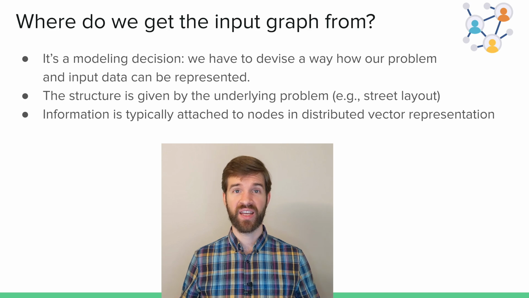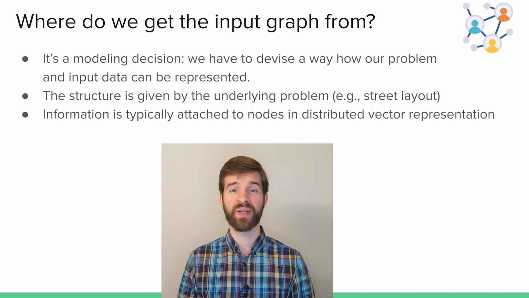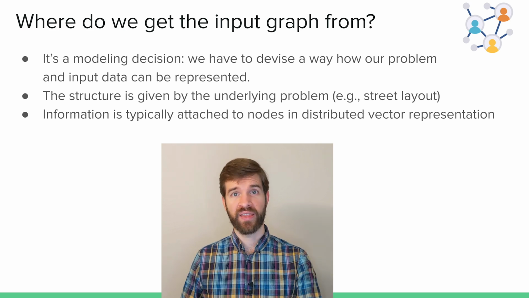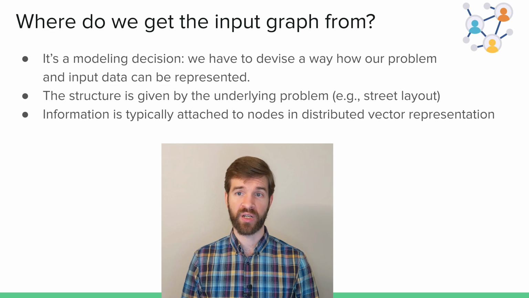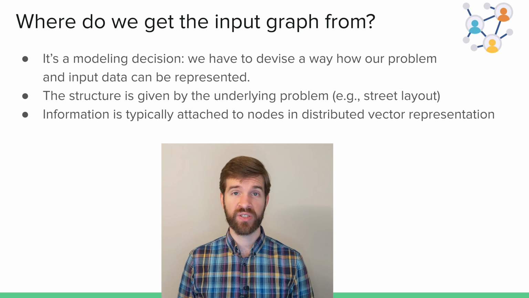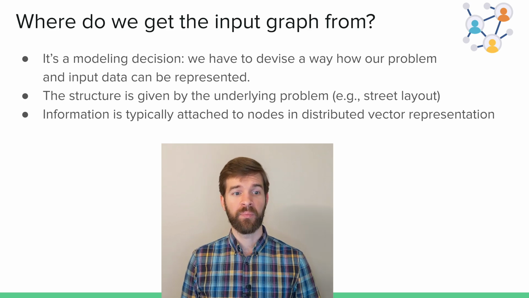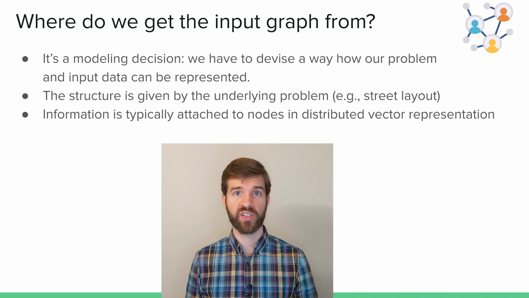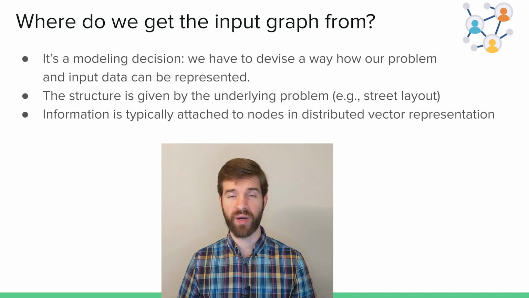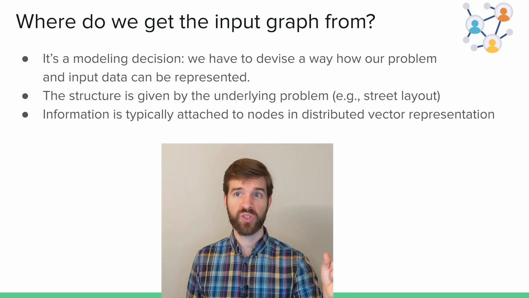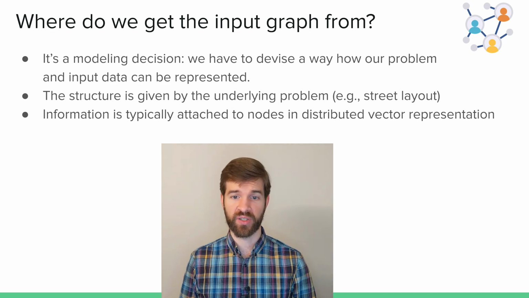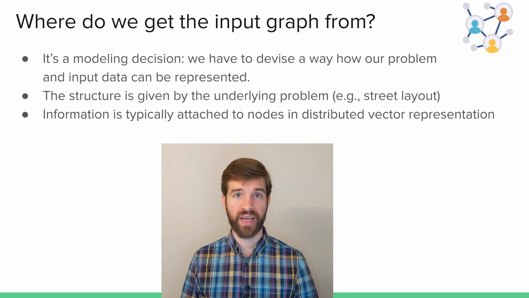Well, the answer is it's a modeling decision, and it's our responsibility to come up with a suitable representation of our problem that is in a kind of graph-like formulation. It can be that there is not one unique way how we can represent our problem in a graph, but often the structure of this graph is given by the underlying problem. Coming back to these chemical compounds, you have molecules being the nodes, and the bonds between them would be the edges with certain properties.